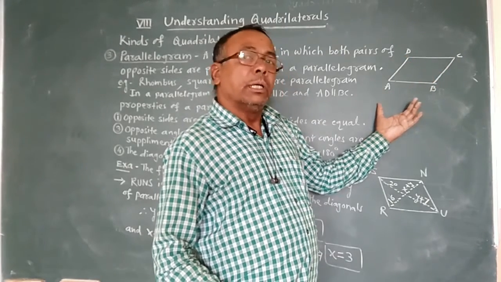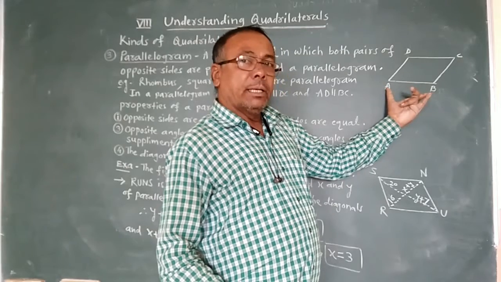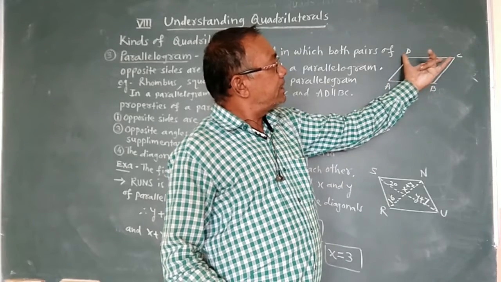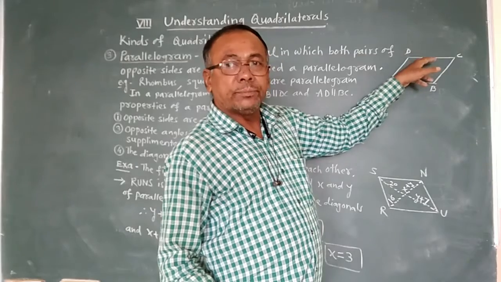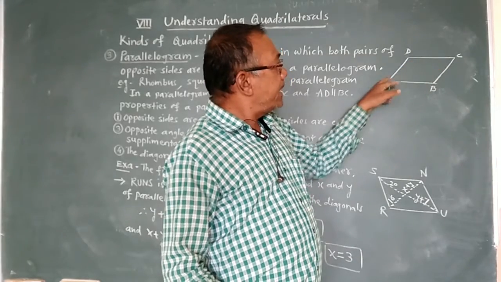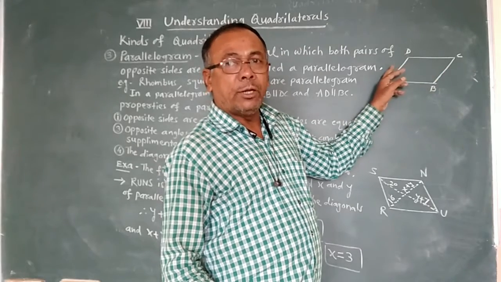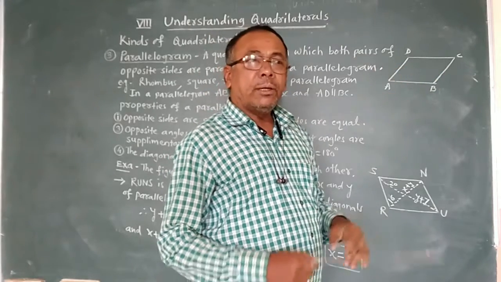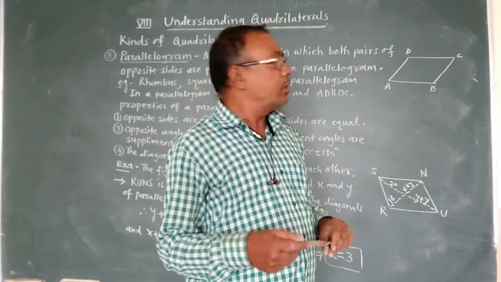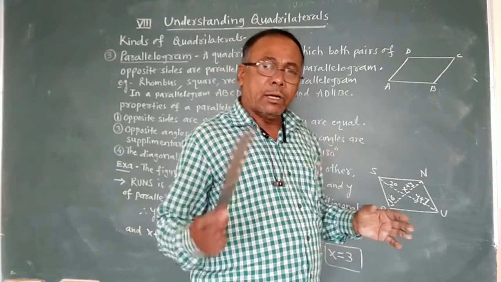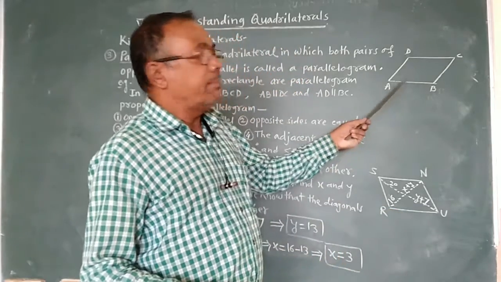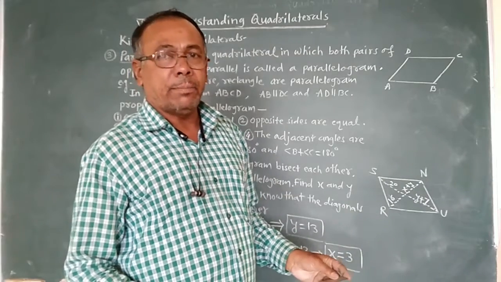Why? Because side AB and its opposite side CD are parallel to each other. Similarly, side AD and its opposite side BC are both parallel to each other. Means both pairs of opposite sides of the quadrilateral ABCD are parallel to each other, and therefore ABCD is a parallelogram.